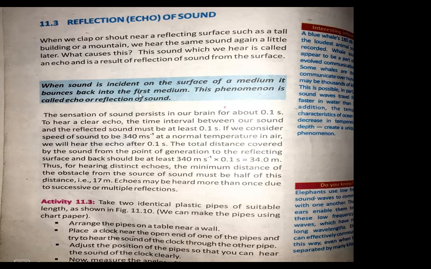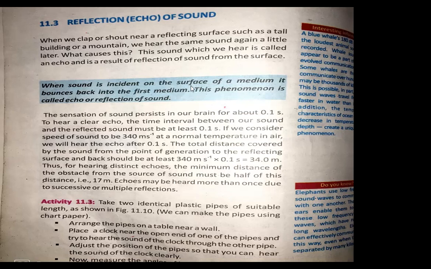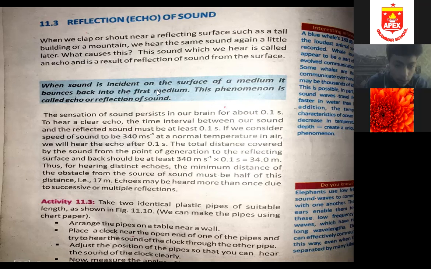So from here to here, you have to memorize this definition. When sound is incident on the surface of a medium, it bounces back into the first medium. This phenomenon is called echo or reflection of sound. Incident on the surface of a medium means it is hitting the tall building and coming back to the first medium. When you are shouting, this is your first medium. It is incident on the other medium and comes back to the same medium. This type of sound is called echo or reflection of sound. So you should memorize this definition by heart.